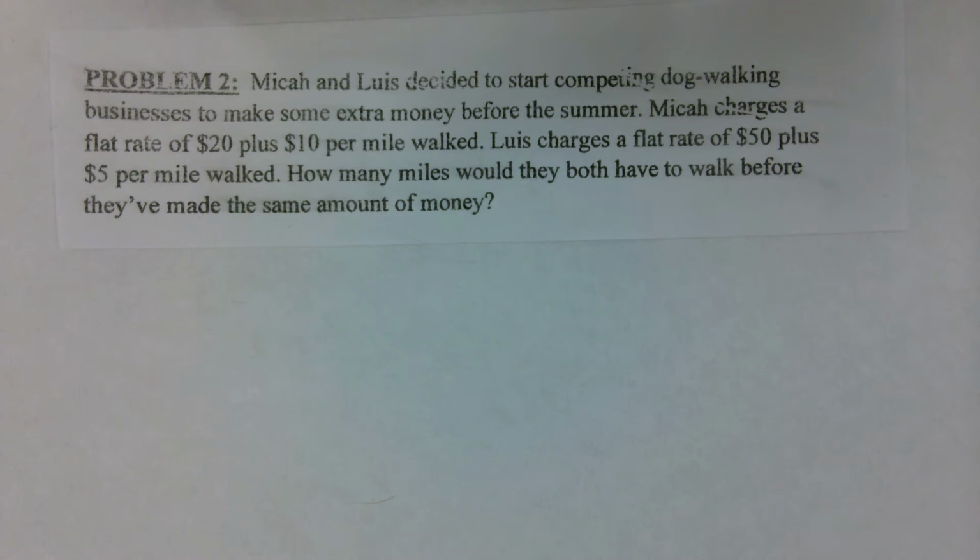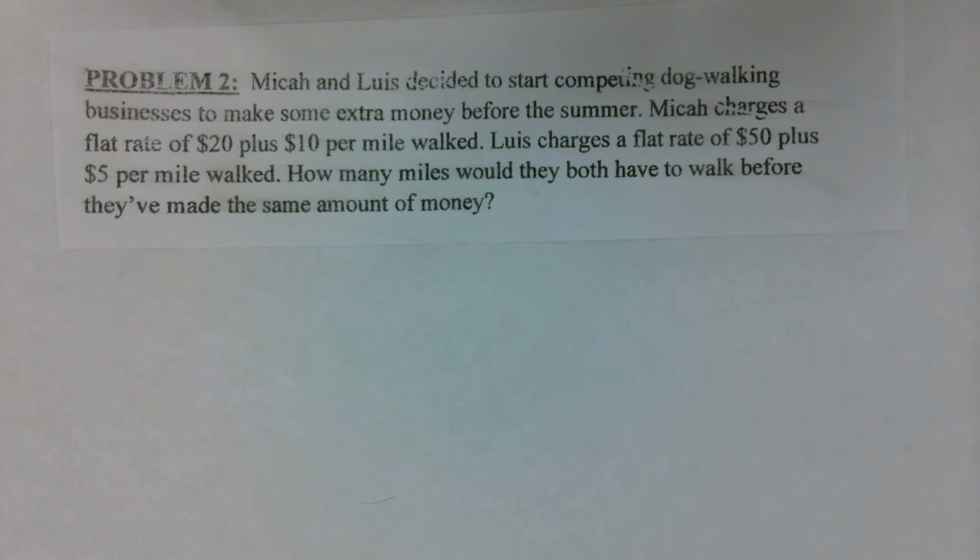So as we can see, this problem is written almost exactly like problem number 1. We have two contexts that we're comparing. We've got Micah's dog walking business, and we've got Lewis's dog walking business. Micah's charging $20 up front, plus $10 every mile. And Lewis is charging a little bit more up front, $50 up front, but less per mile, only $5 per mile.